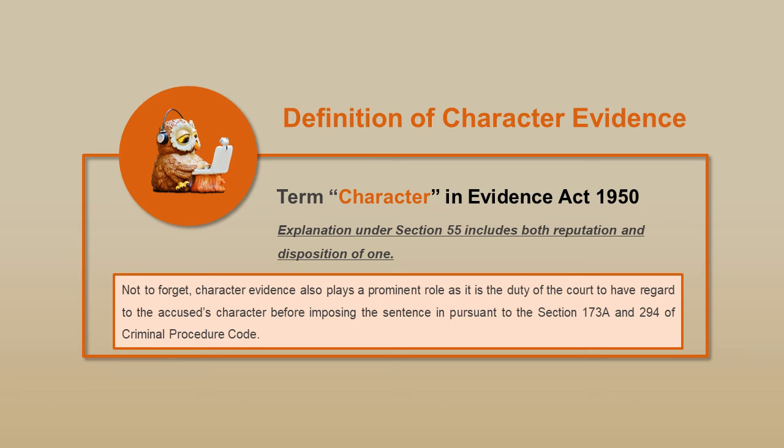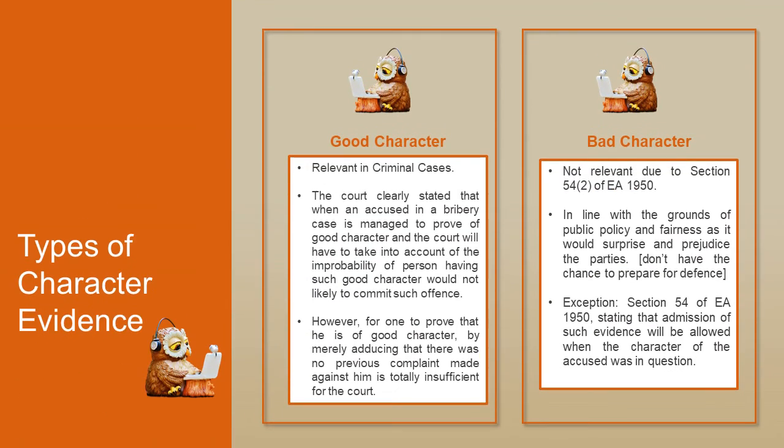And, not to forget, character evidence also plays a prominent role, as it is the duty of the court to have regard to the accused's character before imposing the sentence pursuant to Sections 173A and 294 of the Criminal Procedure Code. From here, we can see that character evidence can be classified into two categories, namely good character and bad character. And also, the applicability of both types is different between criminal and civil cases.